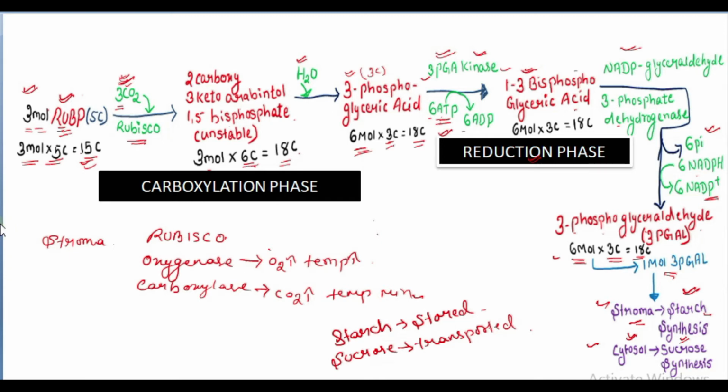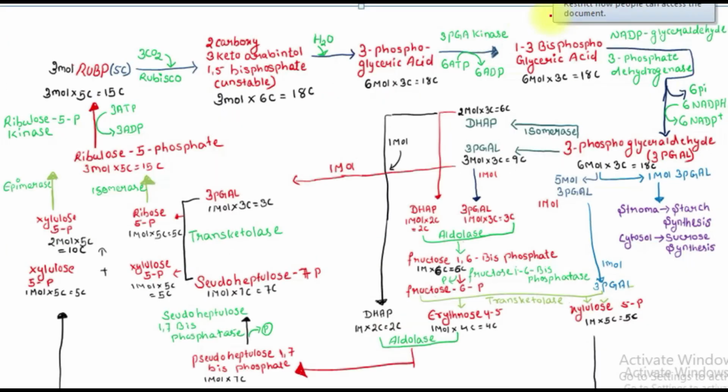For this, we have to regenerate RuBP. Let us see what are the steps involved in the regeneration phase. So, what we have done here, we have utilized one molecule of 3-PGAL for the synthesis of starch or sucrose. Now, we have 5 molecules of 3-PGAL. From these 5 molecules, 3 molecules of 3-PGAL will remain as they are. But what about the rest 2? The rest 2 will be converted into their isomer form, into DHAP.